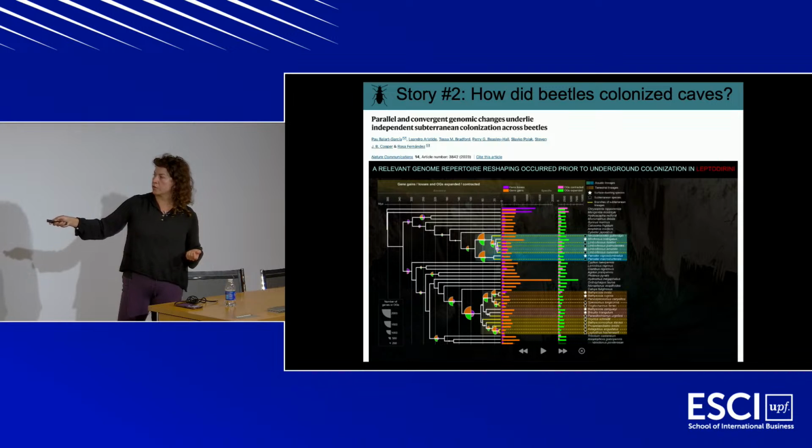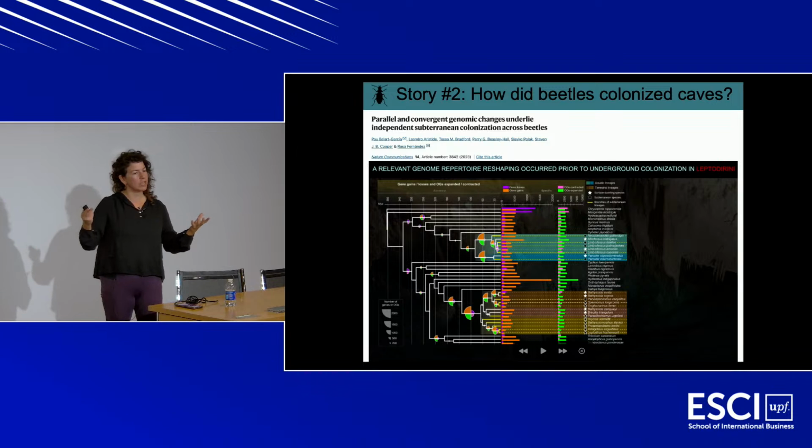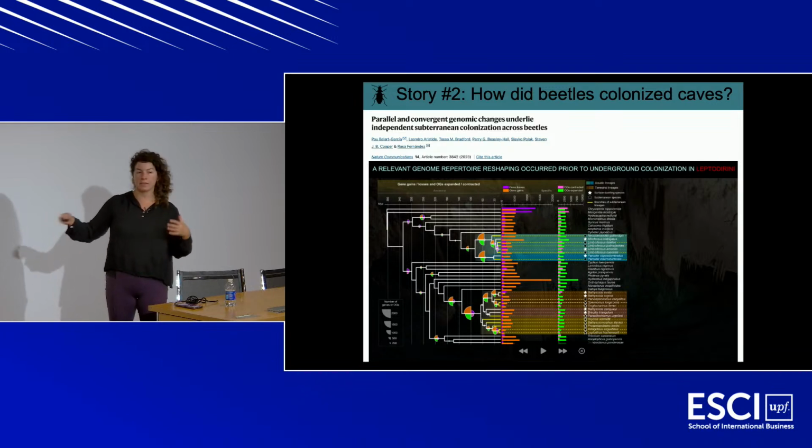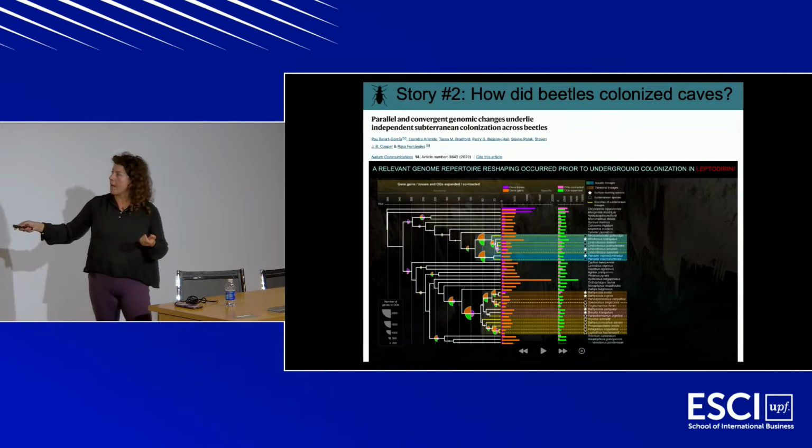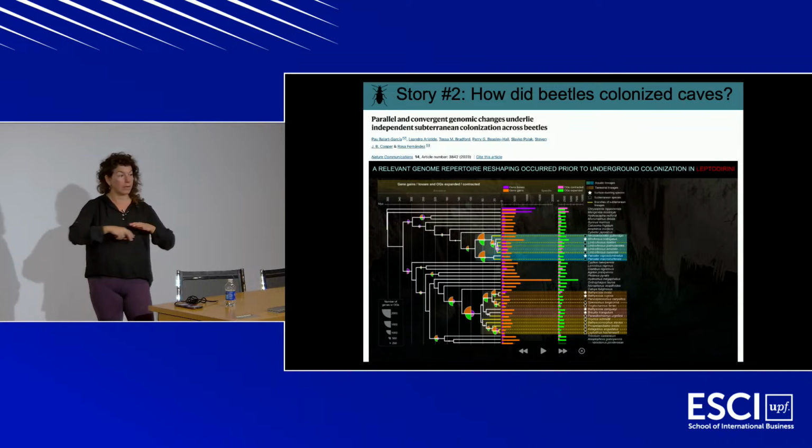Not many changes occur here. The proportion of the changes here are represented by the size of these circular sectors. So the bigger they are, the more change in the gene repertoire. And in orange and green, it's expansions rather than loss.